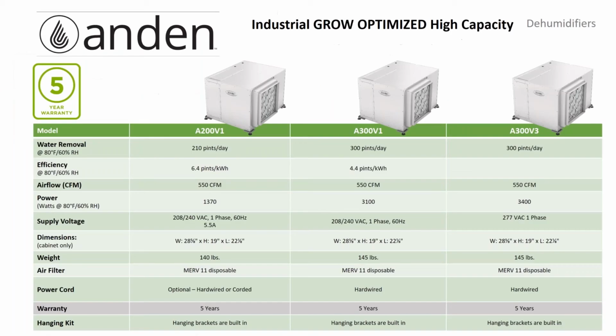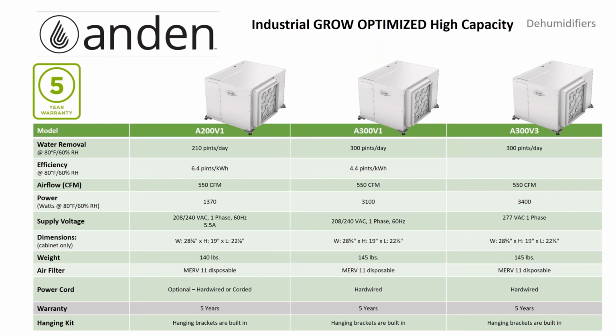Okay, real quick, we're wrapping up here. People always ask, what sizes do you make? 210 pints per day is our entry level to our grow optimized dehumidifier. And then we've got two 300 pint per day models. One if you're running 240, one if you're running 277 volt. The difference between them is strictly that.